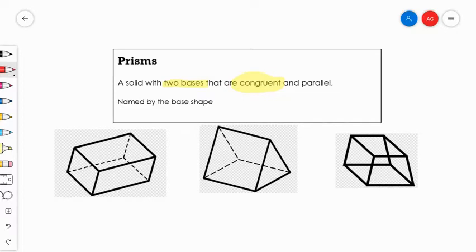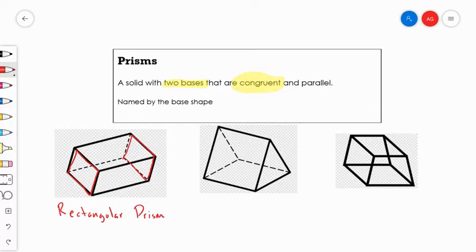The way you name them depends on their base; that's what you're going to call it. For example, if the base of the prism is a rectangle, then it's a rectangular prism. If the base of a prism is a triangle, then it's going to be a triangular prism, and so on. If we look at the very first one, the base here is a rectangle, and the other base that's opposite, congruent and parallel to it, is also a rectangle. And so here we have what we call a rectangular prism.